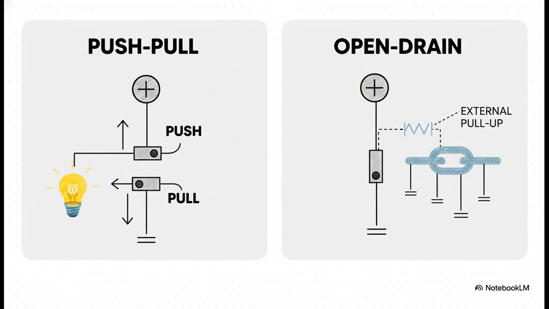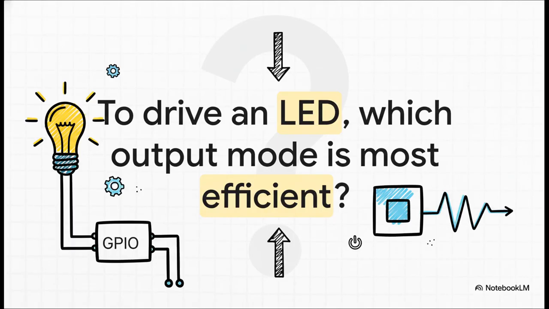Now, open drain is different. It only has that pull switch to connect to ground. To get the signal to go high, it needs some help from an external pull-up resistor. It's a bit more specialized, really useful for things like communication buses where multiple devices have to share the same line.